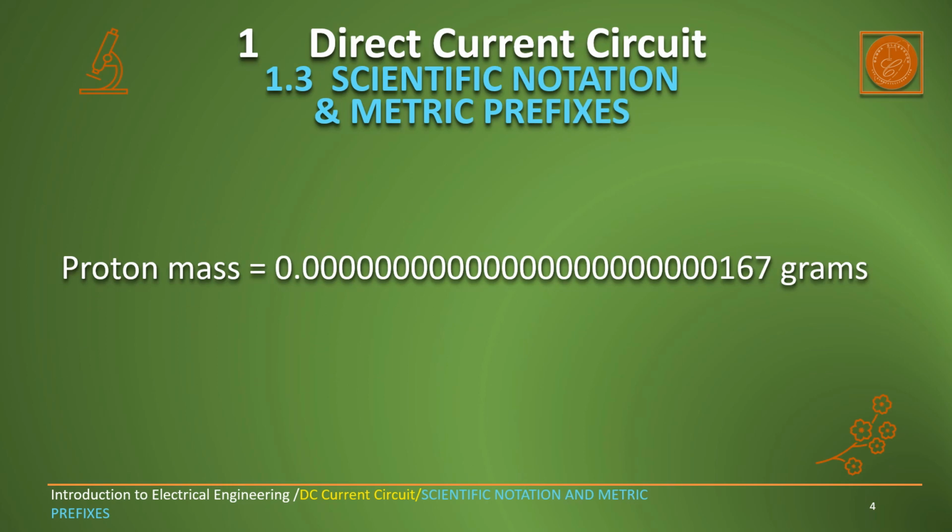One proton mass is equal to 0.000... so many zeros. The last three digits are 167 grams. This is one proton's weight, equal to this number of grams.